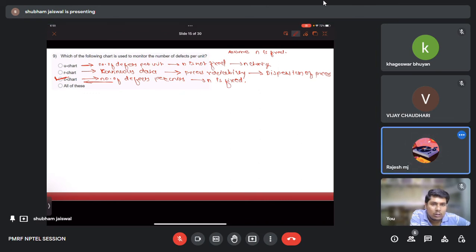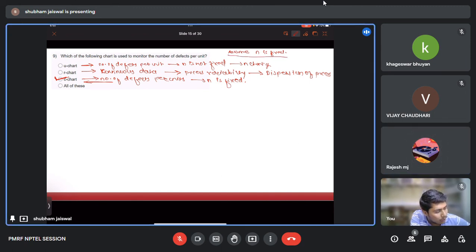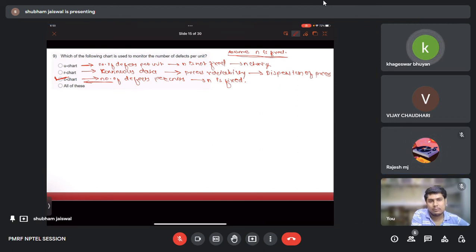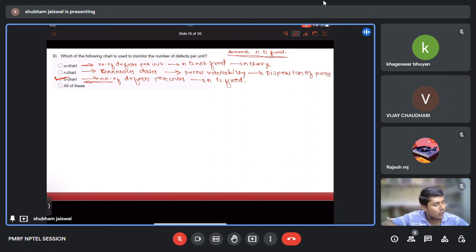Hello, sir. In this question they have not told that N is fixed. That's why I mentioned at the very beginning, assume N is fixed. They forgot to mention it. Okay, sir. If I take the same question and say assume N is variable, what will be the answer? U chart. Yes. That's why in the very beginning I told you to assume N is fixed.